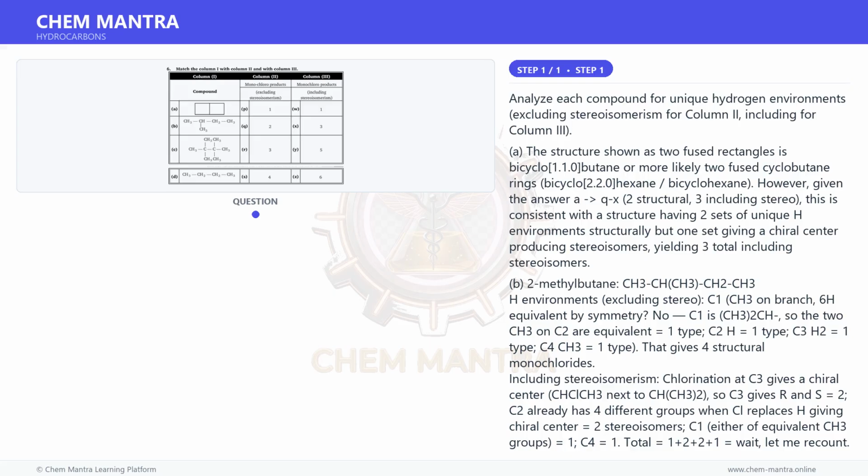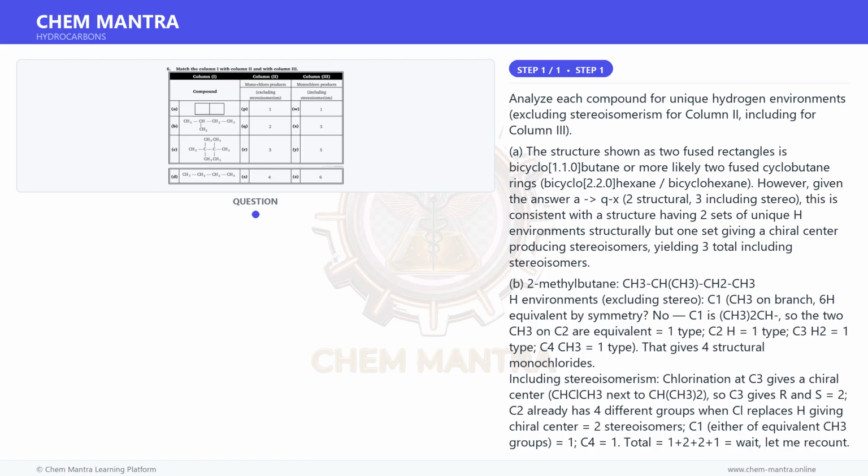Analyze each compound for unique hydrogen environments, excluding stereoisomerism for column 2, including it for column 3. A. The structure shown as two fused rectangles is bicyclo[1.1.0]butane, or more likely two fused cyclobutane rings, bicyclo[2.2.0]hexane. However, given the answer A is QX, structural 2, 3 including stereo, this is consistent with a structure having two sets of unique H environments structurally, but one set giving a chiral center producing stereoisomers, yielding 3 total including stereoisomers.